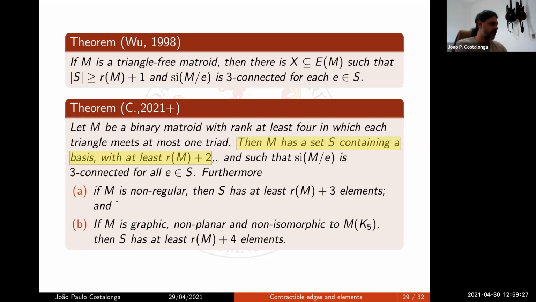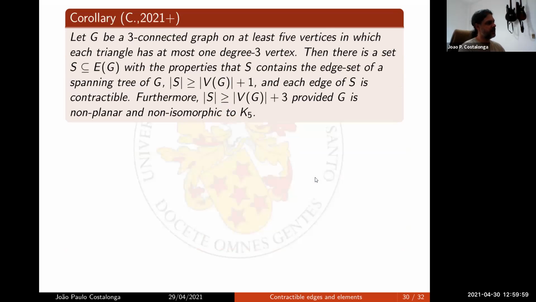And there are some strengthenings for the non-regular case. For the graphic case, where I was talking about graphs, this number may be improved to the rank of M plus 4, which is the number of vertices plus 3. So we have the number of vertices plus 3 contractible elements in graphs in which each triangle has only one degree 3 vertex. This happens for graphs, not matroids. I guess my time is running out, so I'll skip this one and go to the last one.